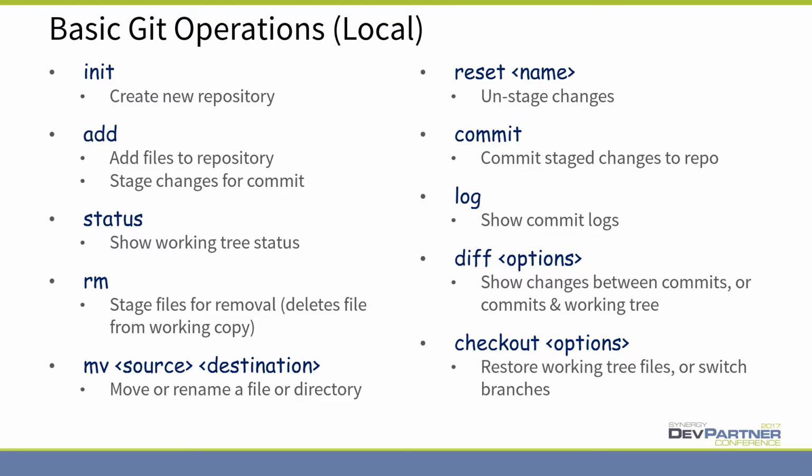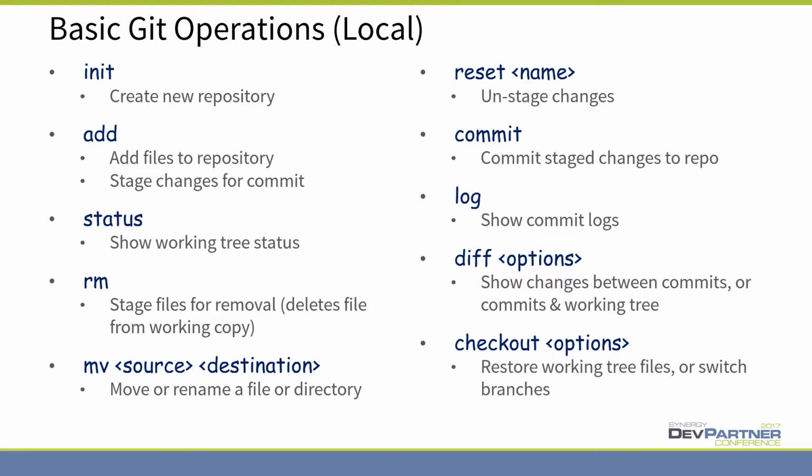Git status will show you information about your working tree and whether everything is up to date, or whether you have unstaged changes or staged changes and so on. Git rm, again similar to add, is your way of either unstaging a change, or removing a file completely from the version control environment. MV is used to move things around or rename things. Git reset also unstages changes.